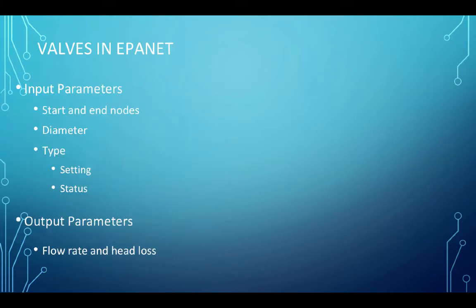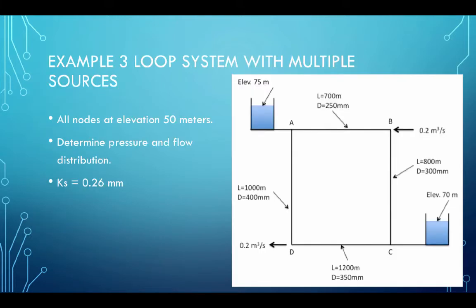The parameters that valves have as a minimum are the beginning and ending nodes. Remember, they're treated as links, the nominal diameter of the valve, and then the valve type. And then there's the initial setting, and then the status of the valve. Status is open and closed to start with, and then depending on the rules, if you apply them, it can change as the simulation proceeds. The output parameters, or what the valve produces, is a flow rate and a head loss.